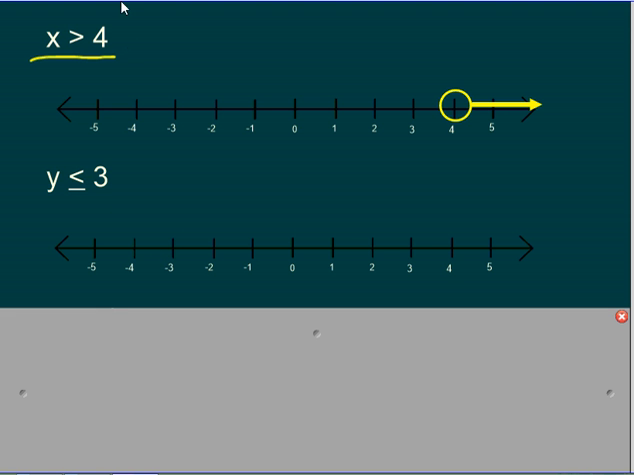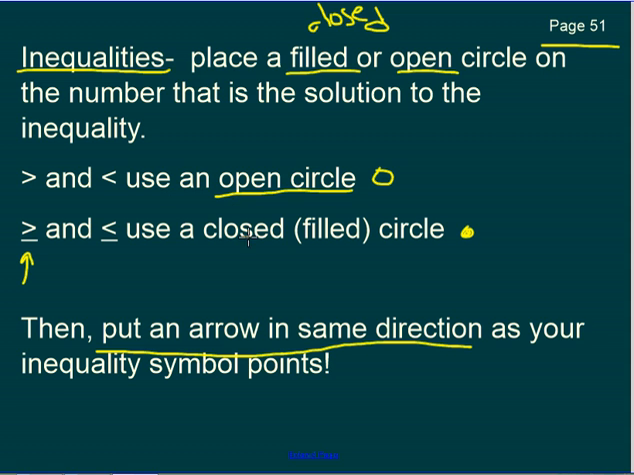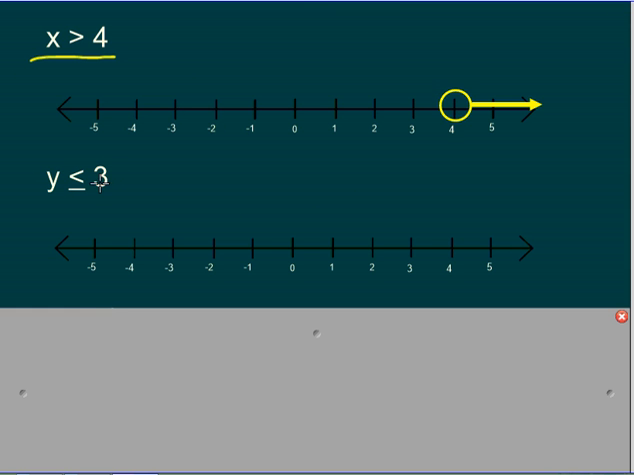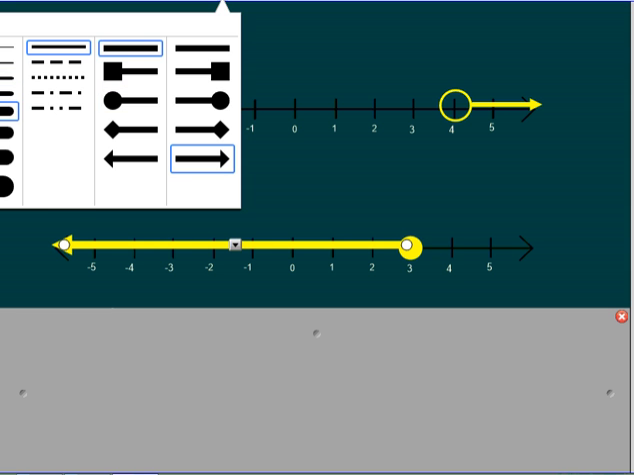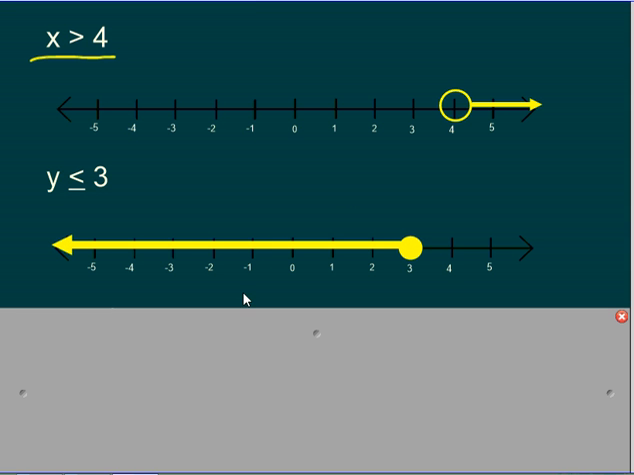This one, I have y is less than or equal to 3. Now I've got that or equal to thing going on, so that means that I'm going to use a filled in circle or a closed circle. And I'm going to put that circle at 3, right there. And then I'm going to be drawing an arrow that follows the direction of my inequality symbol. My inequality symbol is pointing to the left, so I'm going to point this arrow to the left. Let me make that a little thicker. There we go. All right, so I've just graphed my second inequality.